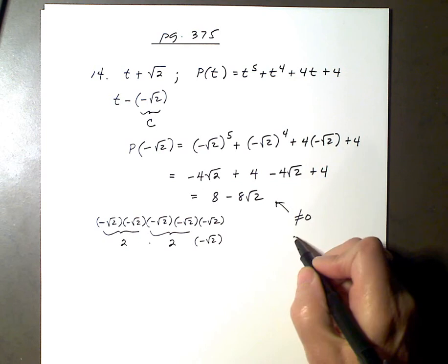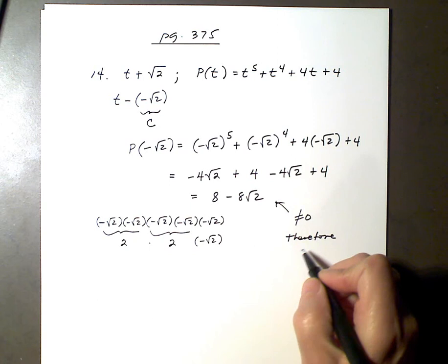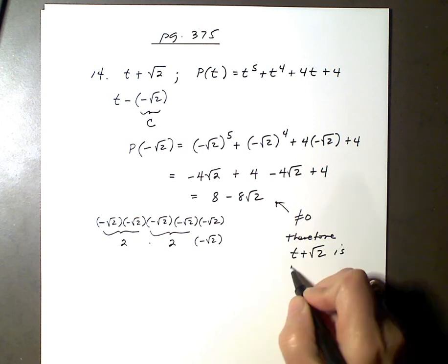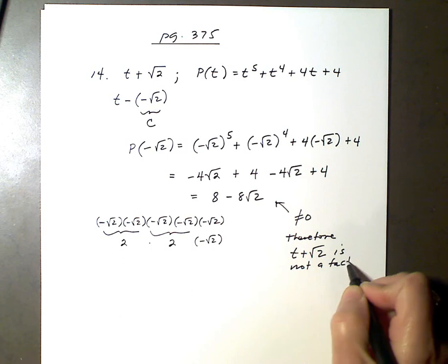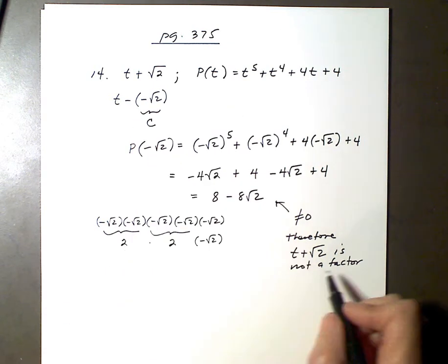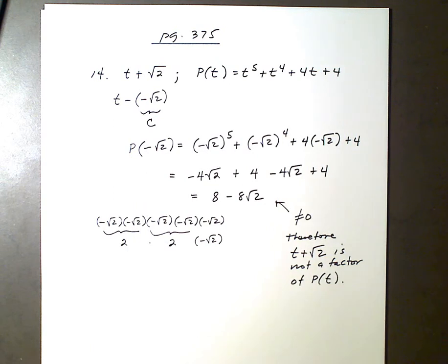Therefore, t plus the square root of 2 is not a factor, and negative root 2 is not a root of this polynomial p of t. Okay, that's it.